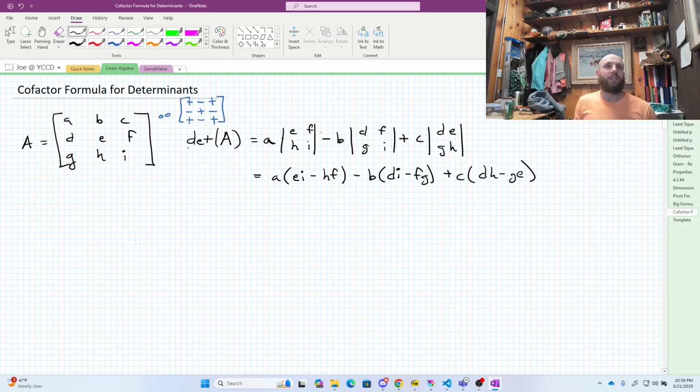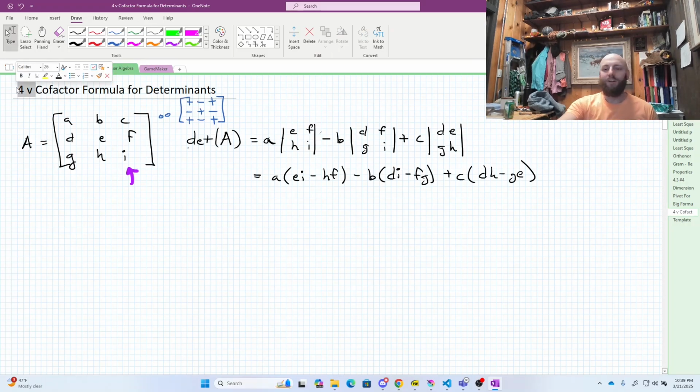So if you want to calculate this determinant a different way, here's my other way to calculate the determinant. I'm just going to pick this third column. Okay, so that third column is what I'm picking here. And so I'm going to look at the numbers in that column. They go plus, minus, plus. So I'm going to take C.